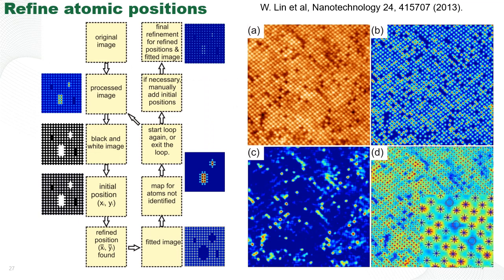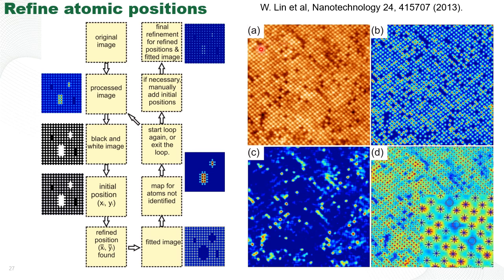At the next step, we can get our positions for defects and for atoms on the surface and refine these positions by fitting each atomic feature using a Gaussian. So this is the workflow for this process. We start from the image, we find the initial positions, we fit them by Gaussians. If some atoms are not discovered, we can repeat the process. At the very last step, we can manually add some positions if some atoms are missed. Then we finally refine the analysis and get the atomic coordinates for each atom and each vacancy.